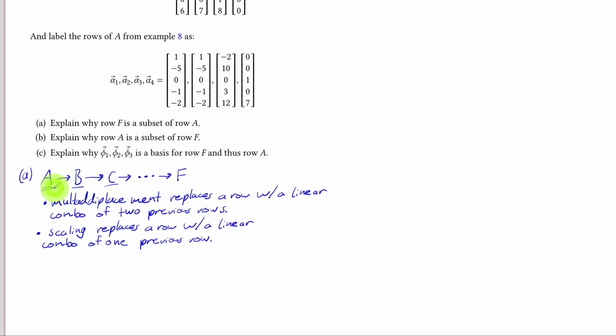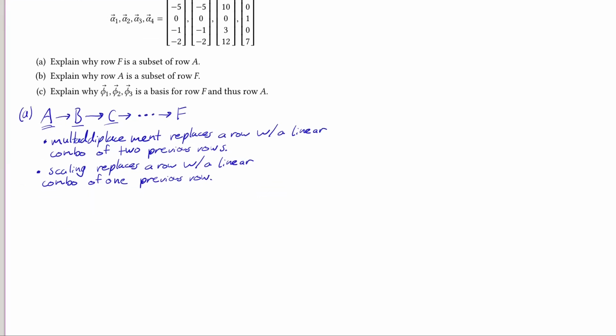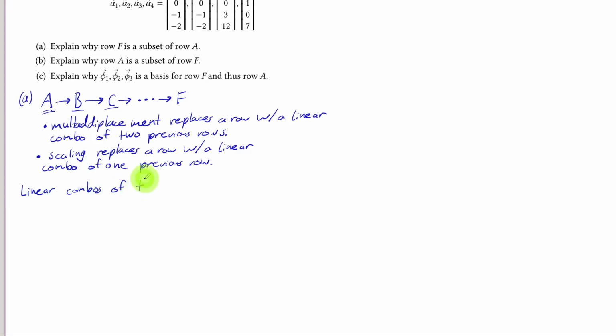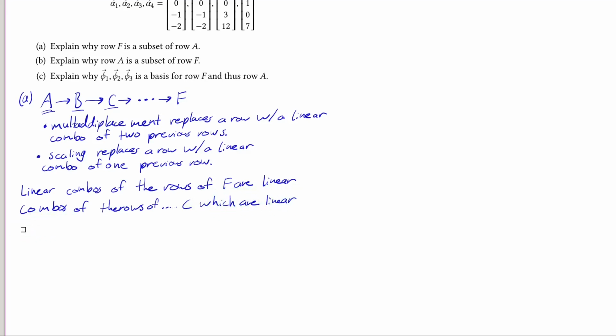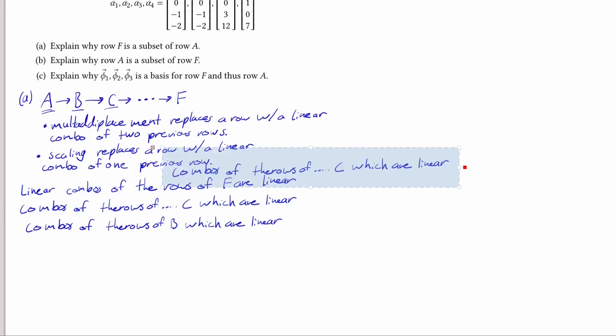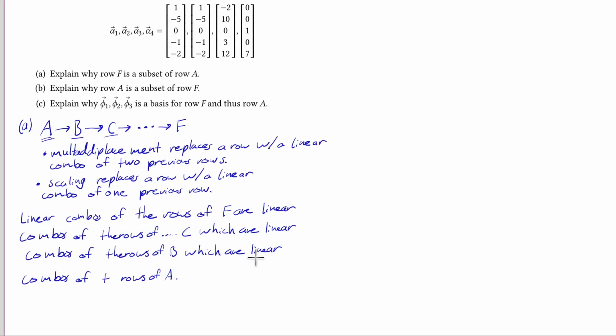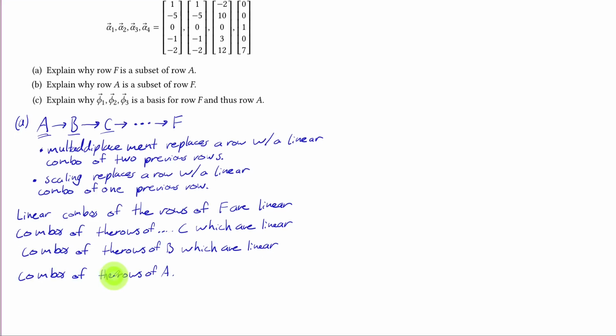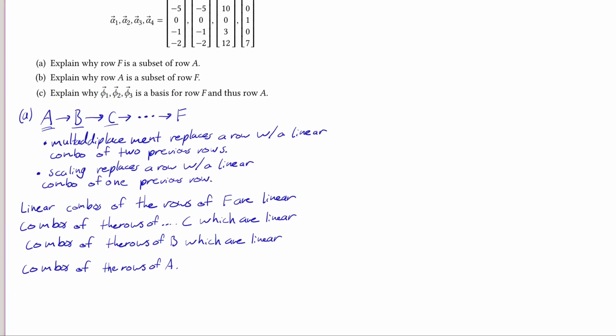So yeah, all the rows of F are linear combinations of the rows of A, and we can say that linear combinations of the rows of F are linear combinations of the rows of C, which are linear combinations of the rows of B, and so on, all the way down. You're just getting more complicated linear combinations of the rows of A every time you do one of these row operations. Okay, so that's A.